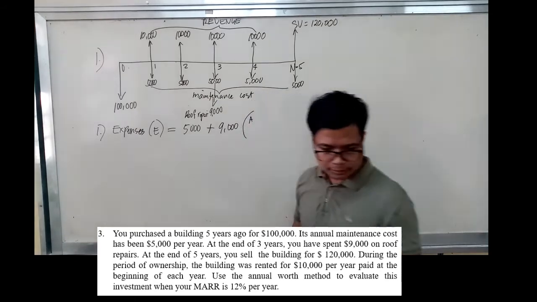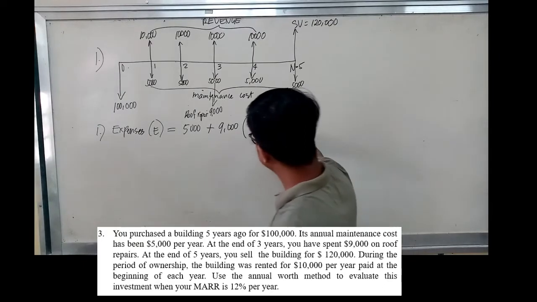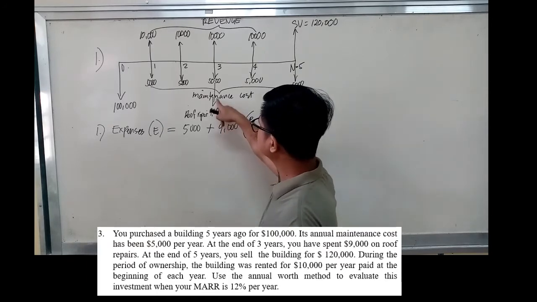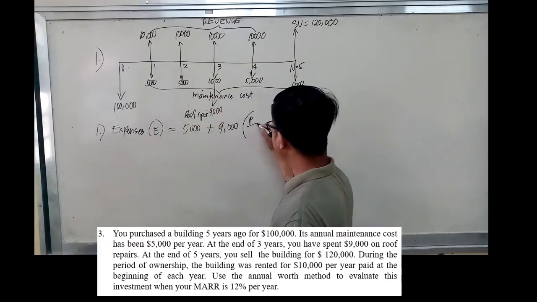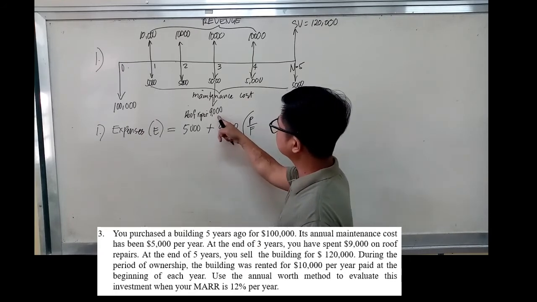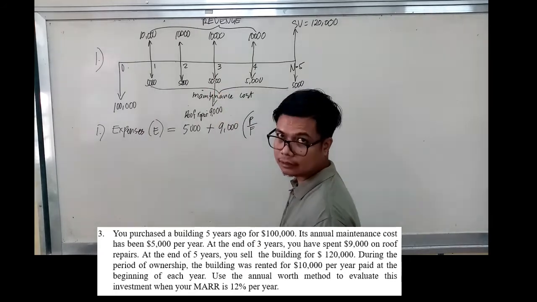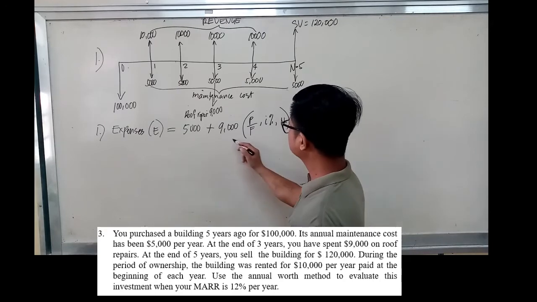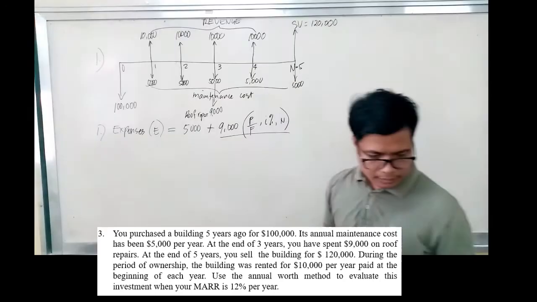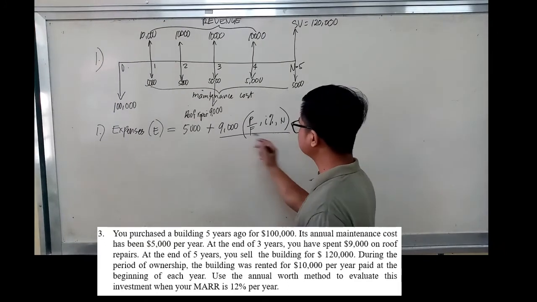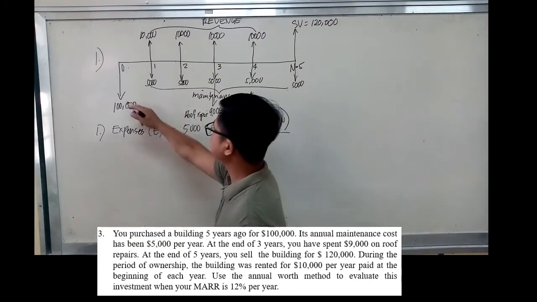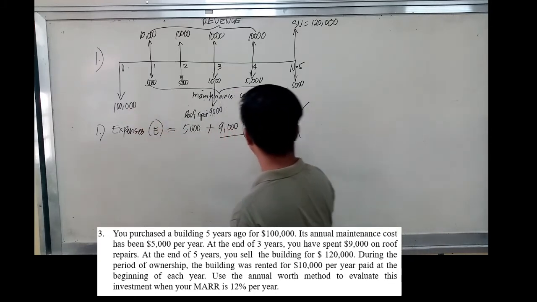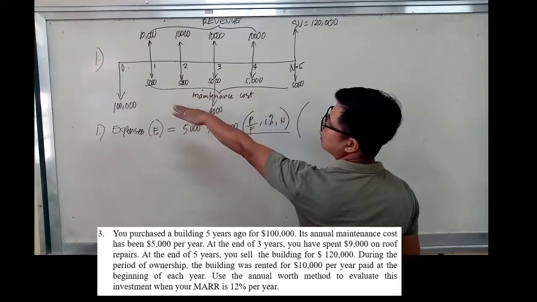Finding P. Sorry. Kunin natin yung present work nito. Convert mo natin ito. Kasi this is a future work, 9,000 at the end of year 3. Di ba? So, I% N. So this is our present work method. Convert natin to present, and then pag na-convert natin into present, convert ulit natin into annual. Okay?